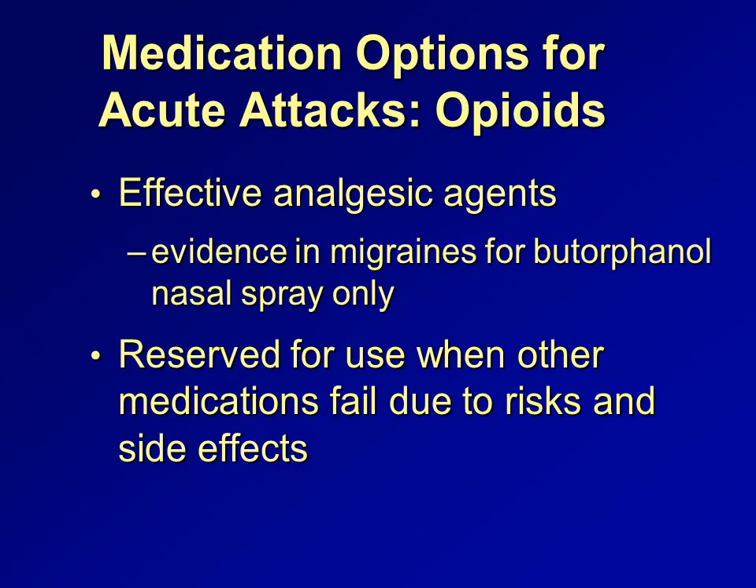We'll just briefly mention opioids. Although this class of medications is well recognized for therapeutic utility in many pain syndromes and conditions, the only medication in this class with good evidence for efficacy in the treatment of migraine headaches is butorphanol nasal spray. Opioid medications can be used by experts familiar with their appropriate use. In general, however, the use of these medications in migraine headaches is reserved for when other medications fail.